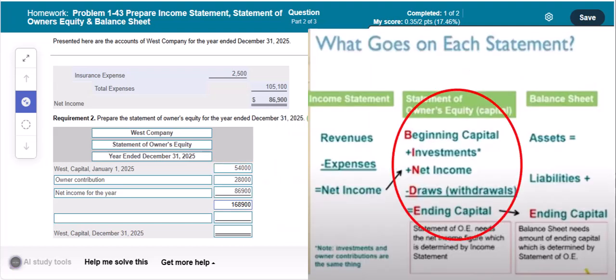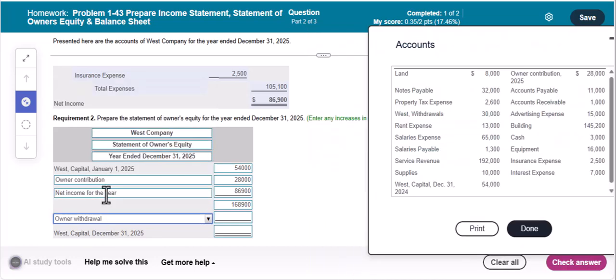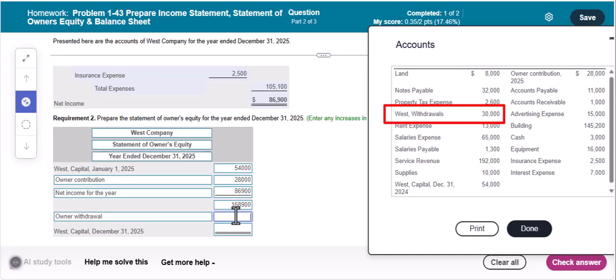And then we're going to get back to our formula. So with BINDE, with an E, the D stands for draws. So this line will be withdrawals. Owner withdrawal. So now we need to look in our accounts table here and see if we have any owner withdrawals. So let's hunt those down. I see West withdrawals here for 30,000. So we're going to input a negative 30,000 since this is decreasing our equity. So that is why I'm putting a minus sign there.